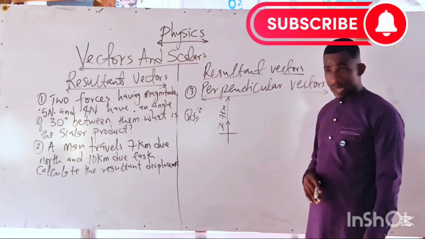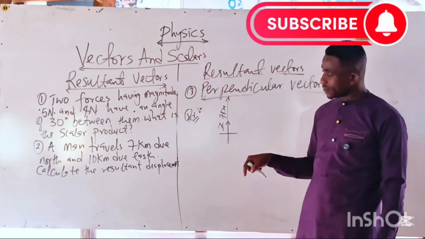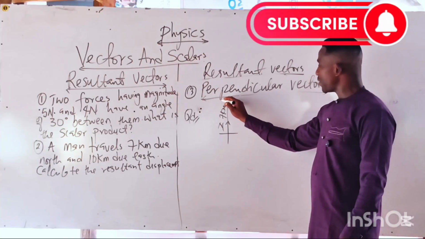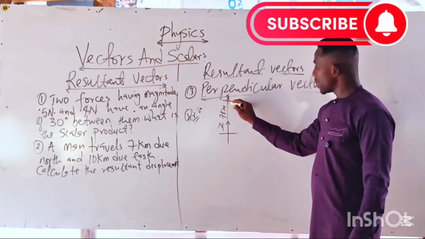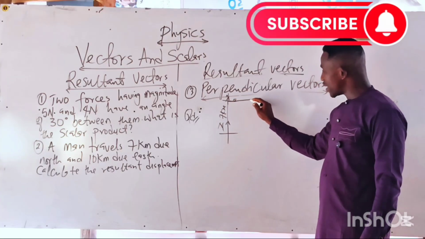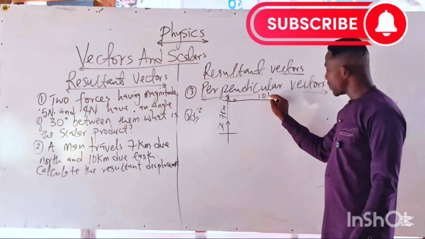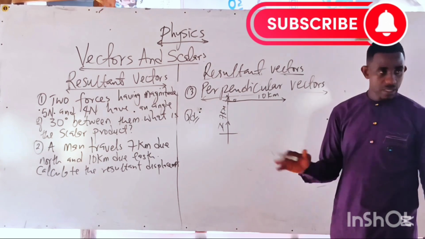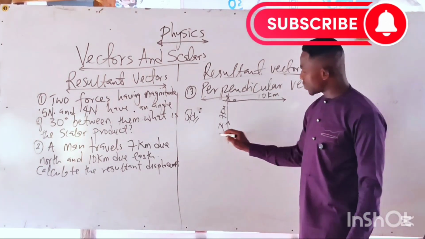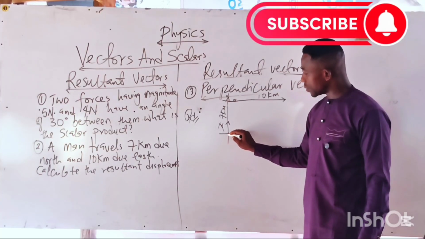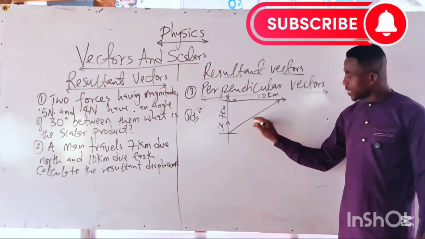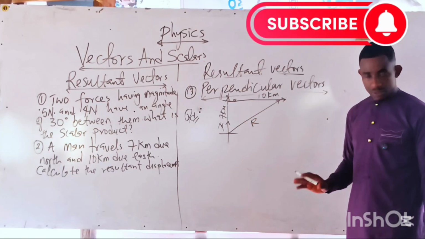I am done with this part. And then 10 kilometers due east. If you draw north and east here, this side is east. You extend it, 10 kilometers due east. Are you following? Now, the resultant, because you say calculate the resultant, you join from the origin to this point where they meet. This becomes the resultant.